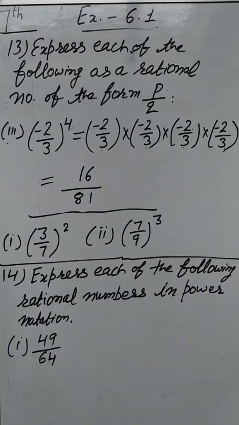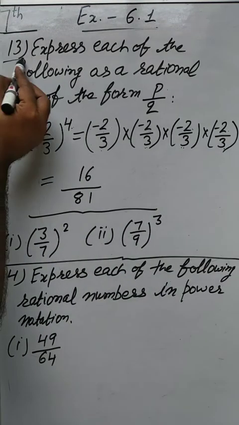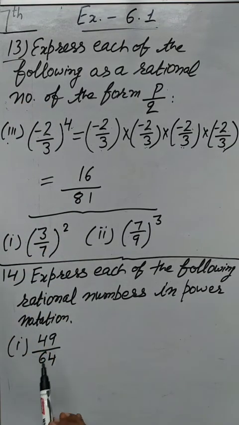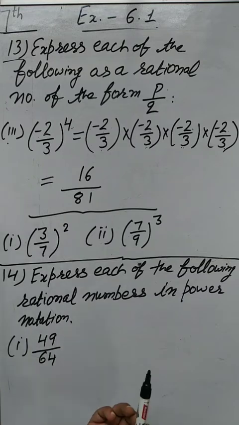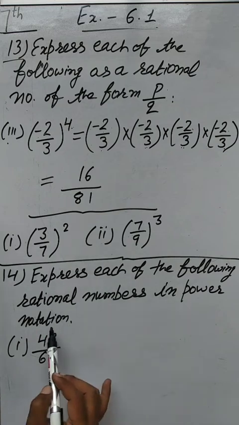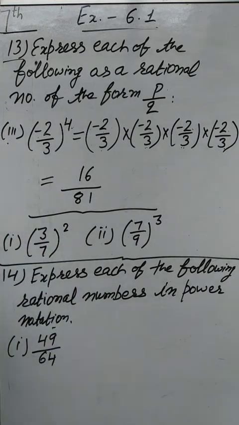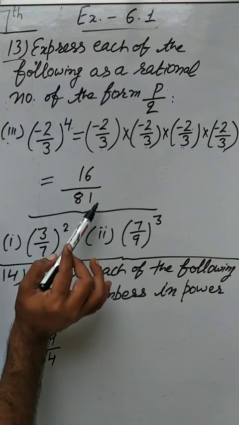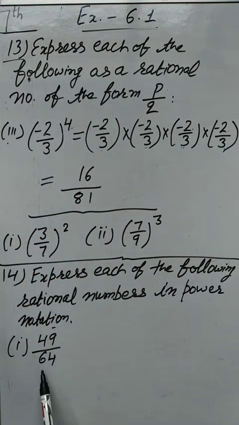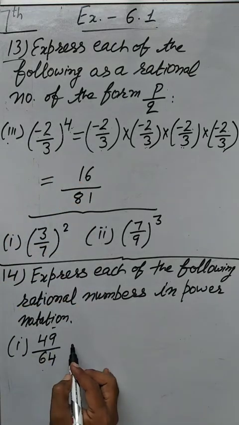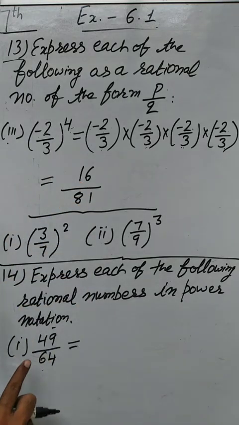Yes, beta. Question 14 is the converse of question 13. Meaning in question 14 you are given a rational number. You have to write it in the form of a power. Express each of the following rational numbers in power notation. Converse of the 13th. In the 13th we were given a power, and we had to write the power in the form of a rational number. Here we are given a rational number. We have to write it in the form of a power. Okay.